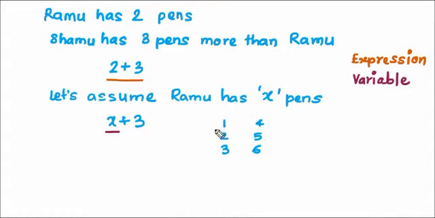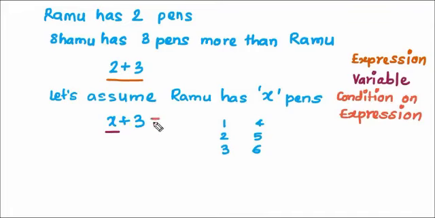But we want to know the definite value. In that case, what we do is we put a condition on the expression. How do we put a condition on the expression? We say that Shamu has 5 pens. So we have put a condition on the expression, and this condition, if you see, is an equality condition. If you see here, it is equal to. So when we put an equality condition on an expression, what we get is an equation.